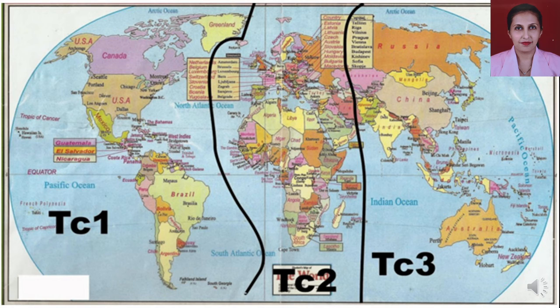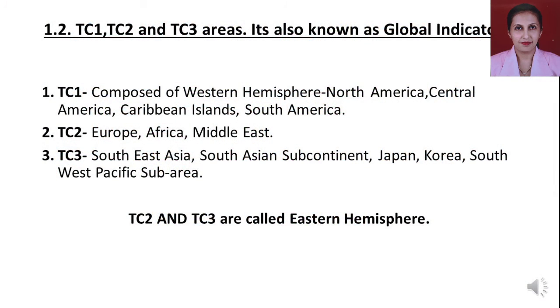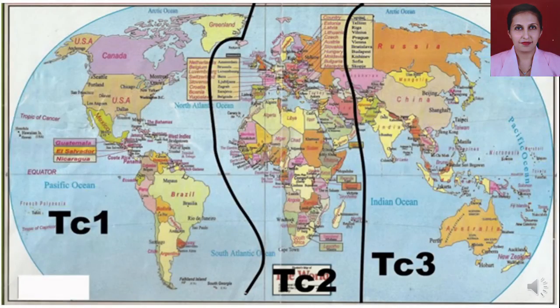That's all we have for the TC1, TC2 and TC3 areas. Do remember that they are also known as global indicators, and TC1 is also known as the Western Hemisphere as it comes to the west of the map, and TC2 and TC3 are known as the Eastern Hemisphere. As per aviation, it is known as the Eastern Hemisphere, that is TC2 and TC3.